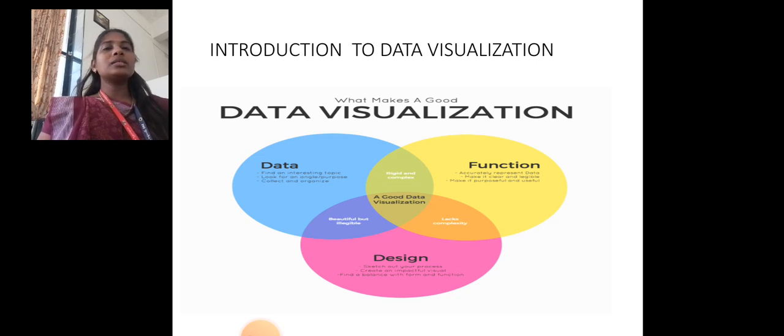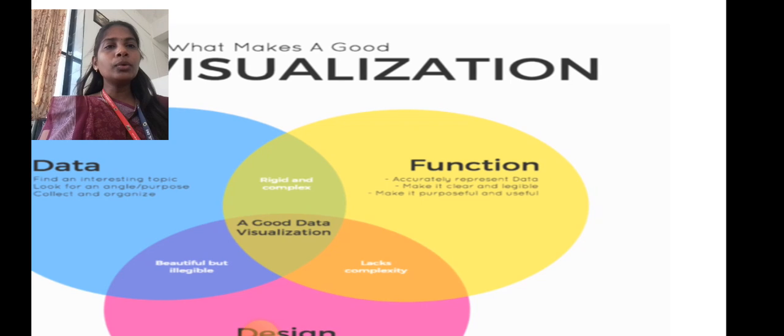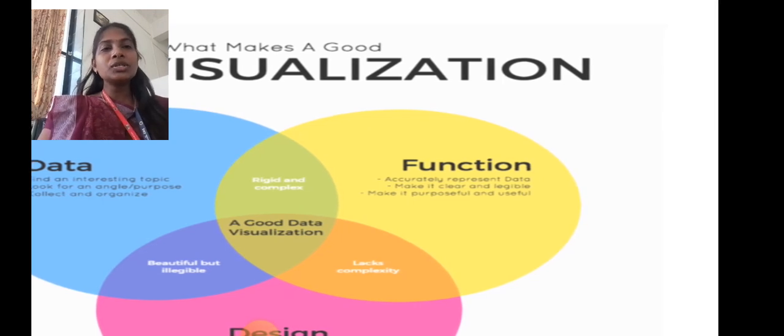The next one is function. Based on the data we are collecting, how will the raw data function to be converted into meaningful data? Here we have to provide an accurate representation of the data. Whenever we receive data, it should be accurate, not oscillating data. It should be finalized data.